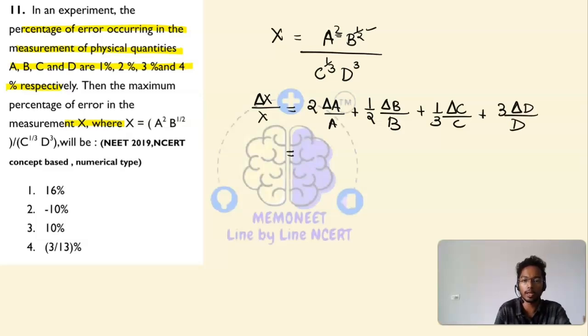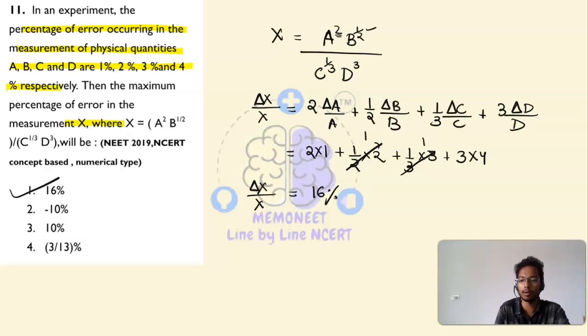Okay, so for the a we have percentage error of 1%, so 2 into 1 plus, for b we have 2%, that is 1/2 into 2 plus c we have 3%, that is 1/3 into 3, and for the d we have 4%, that is 3 into 4. So this will be equals to 2 plus 1 plus 1, that is 4 plus 12, that is 16%. So our percentage error for the x will be 16%, that is option 1.